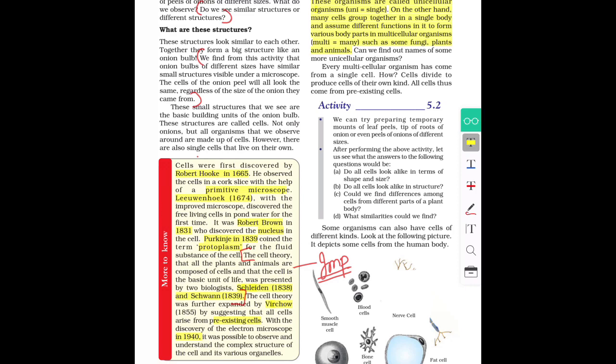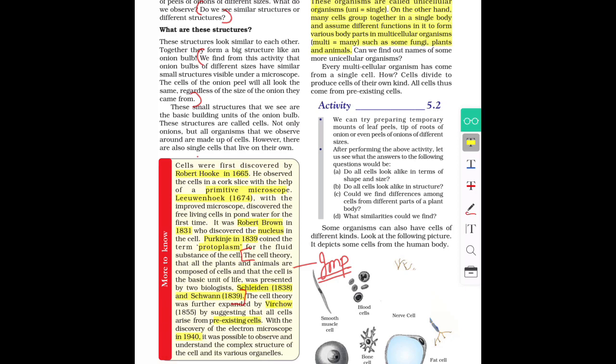Every multicellular organism has come from a single cell. How? Cells divide to produce cells of their own kind. All cells thus come from a pre-existing cell. Now let us prepare a few more mounts using a leaf peel, tip of a root of onion or other peel of onion of different size.